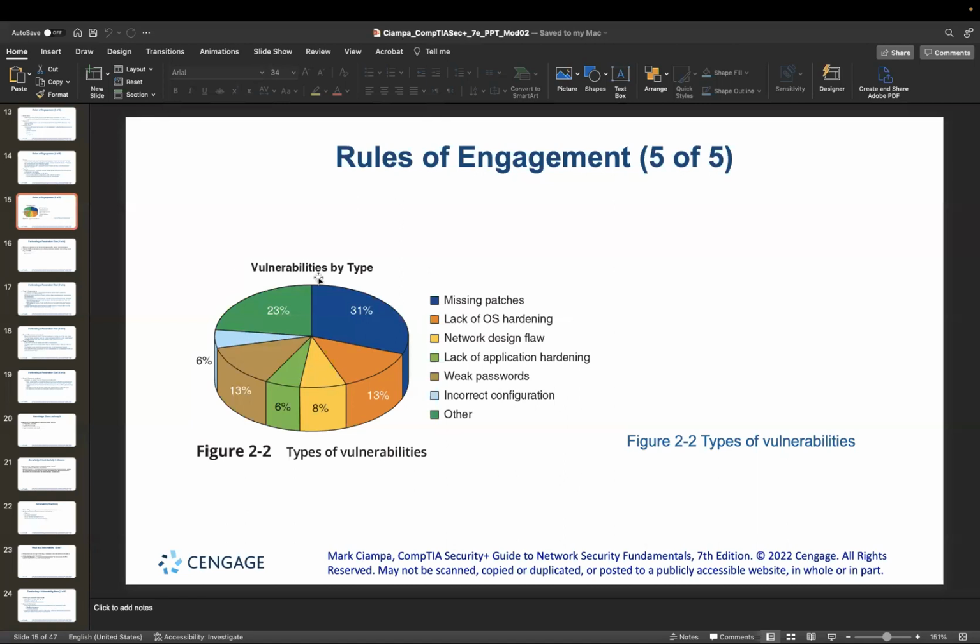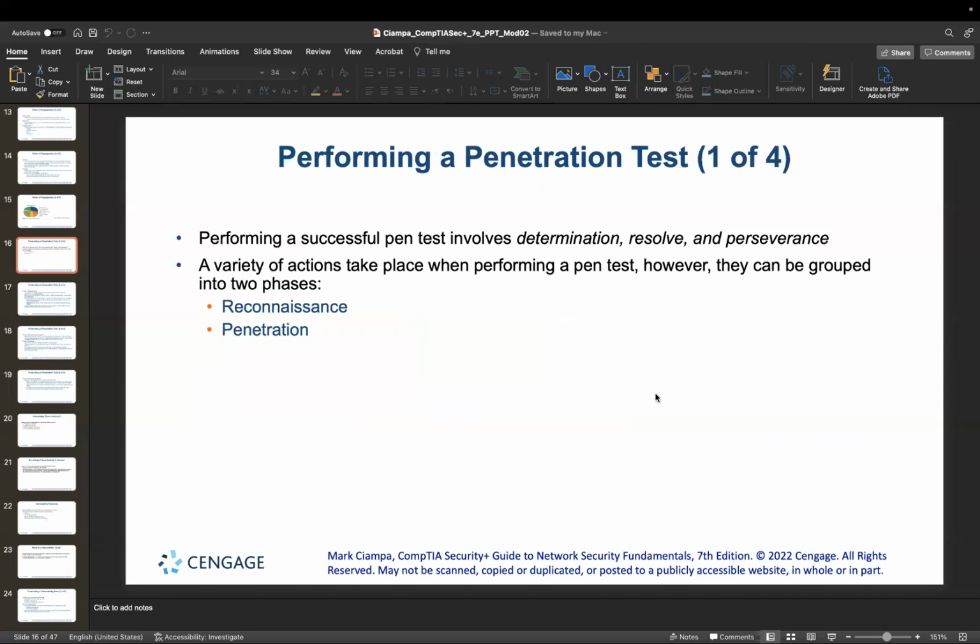Okay, cool. So we're going to move on and talk about performing a pen test now. So far we talked about planning for it, what needs to be in that plan, what needs to be considered. Now let's talk about the performance. So a successful pen test starts with determination, resolution, and perseverance, right?